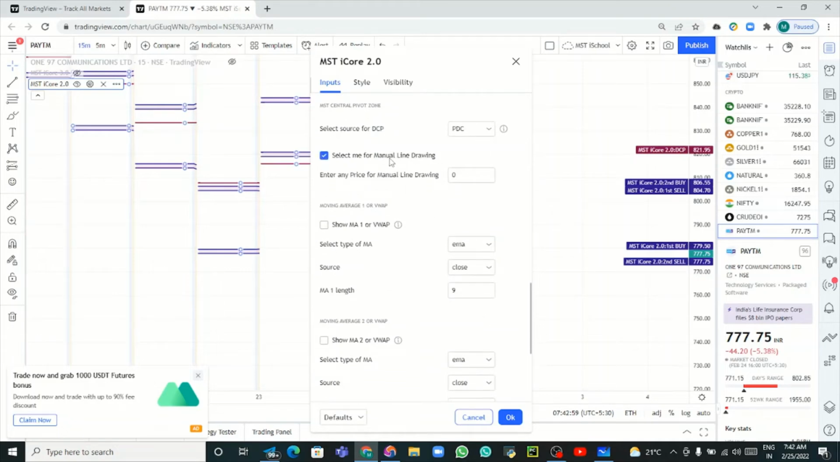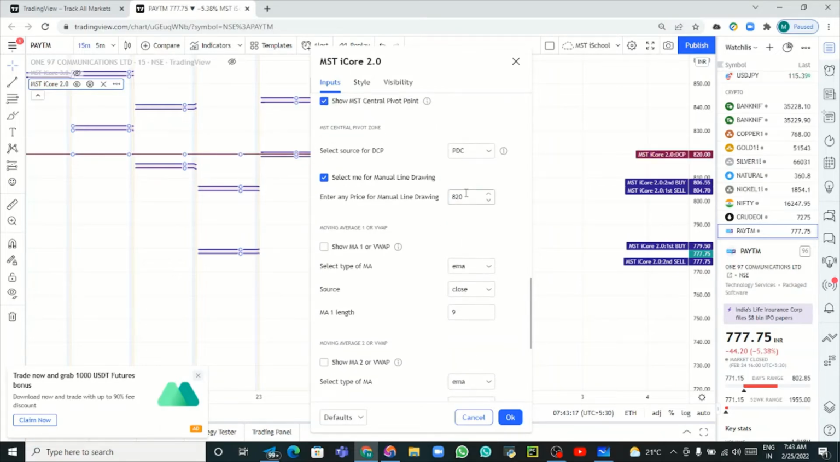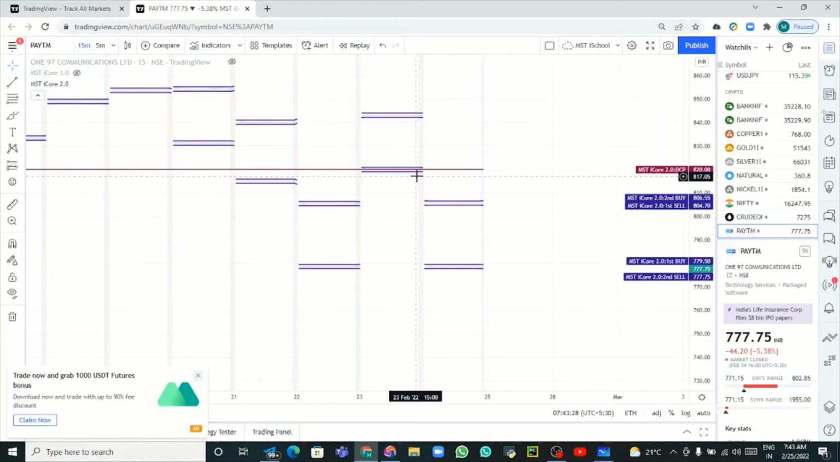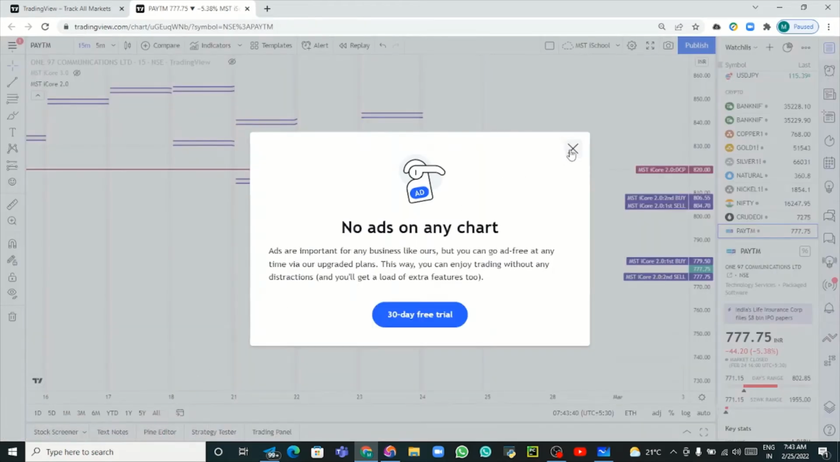Then what about this? This is a manual drawing. Suppose you want to draw one line. Suppose in PAYTM, the important level as per your knowledge is 815. If you want to draw this line at 815 or 820, enter the values here and select the manual drawing option as well as the first one. Then the 820 line will be formed. So whenever the market is crossing this level, you could consider that there is a very good buying opportunity. Whenever it is breaking below that, there is a very good selling opportunity. So this is for drawing a manual line.